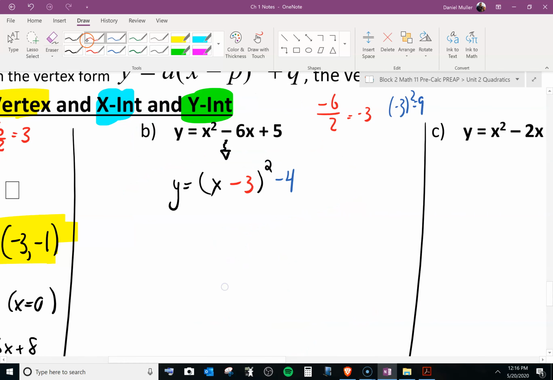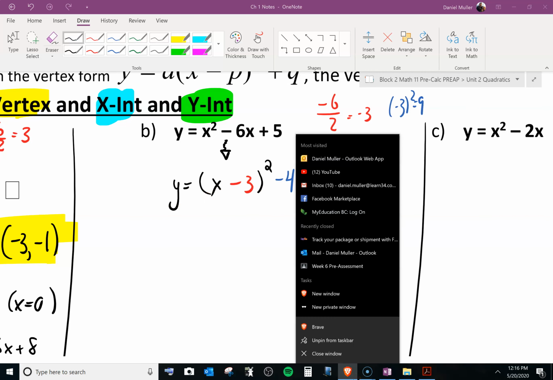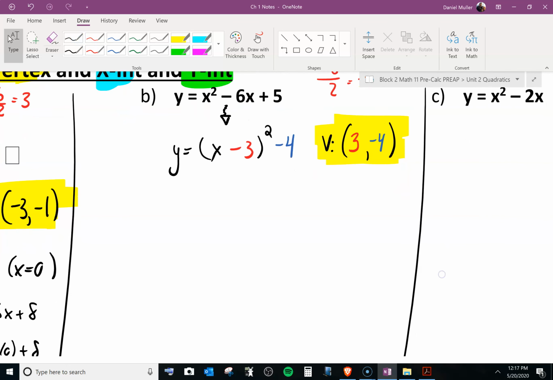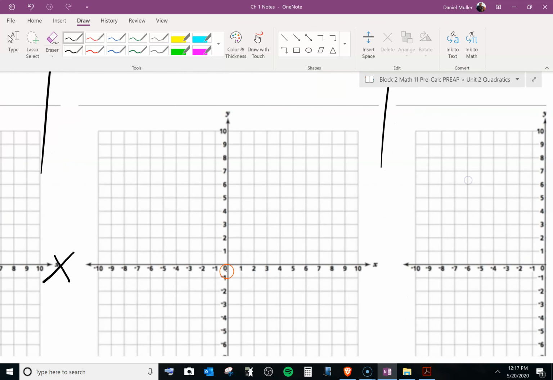So this is our vertex form, which is only ever useful for finding, you guessed it, the vertex. So our vertex is x comma y. It's the same number that's on the inside. That's your x. It's beside the x. However, you change the symbol. So I'm going to go from a -3 to a +3. And then the outside number is my y. It's a -4. So that is my vertex. 3 comma -4. So I'm going to write that now. Yeah, 3 comma -4. So 1, 2, 3, 1, 2, 3, 4. And that is my vertex.